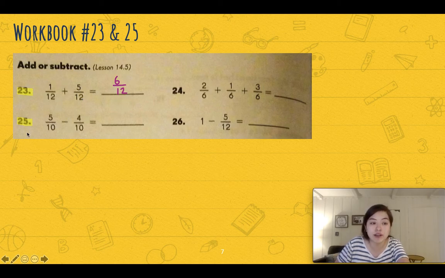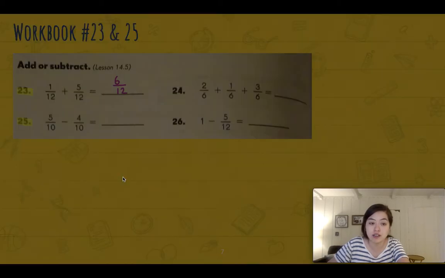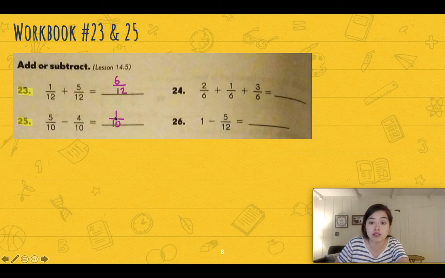Let's look at 25. All right, so we're going to subtract these fractions. We have 5 tenths minus 4 tenths. Because the denominator is the same, I'm going to keep my denominator of 10. And I'm just going to subtract the numerators, which is 5 minus 4. And 5 minus 4 is 1 in my numerator, and my denominator stays the same as 10.